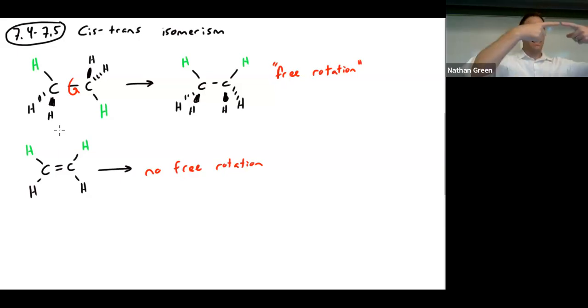If you have an alkane, you can freely spin, right? Single bond, no problem. If you have an alkene, you can't freely spin because now there's a pi bond involved. So I'd have to break the pi bond and then reform it. Right, so there's no conformer to do this. That is a chemical reaction to do this. If I have a single bond, freely spin, no problem.